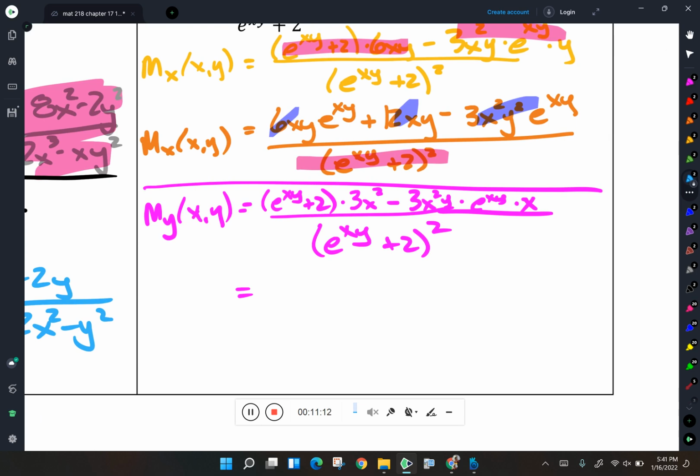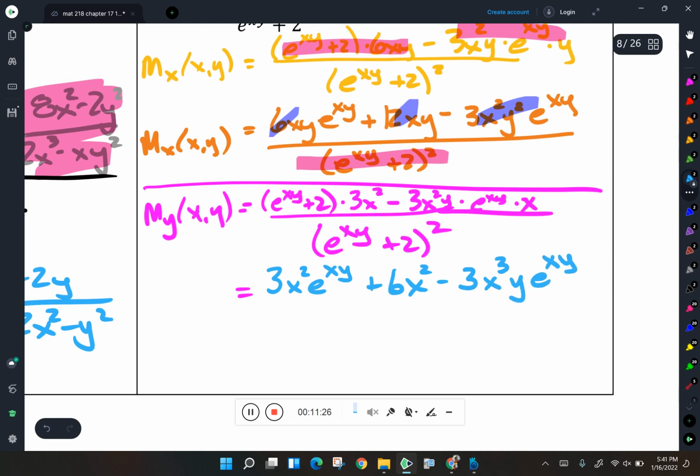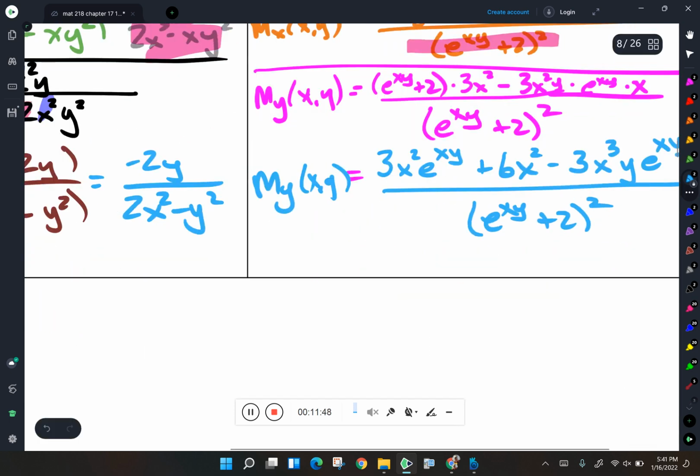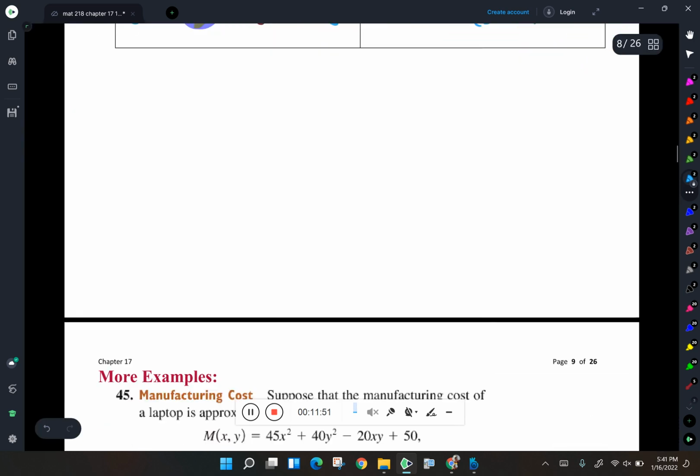let's see, I've got 3x squared e to the xy plus 6x squared minus 3x cubed y e to the xy, divided by e to the xy plus 2, squared. And I'm going to use the same logic I used before, that while I could do some factoring in that numerator, nothing useful is going to factor out, so I'm not going to touch it. Okay. All right, moving right along.